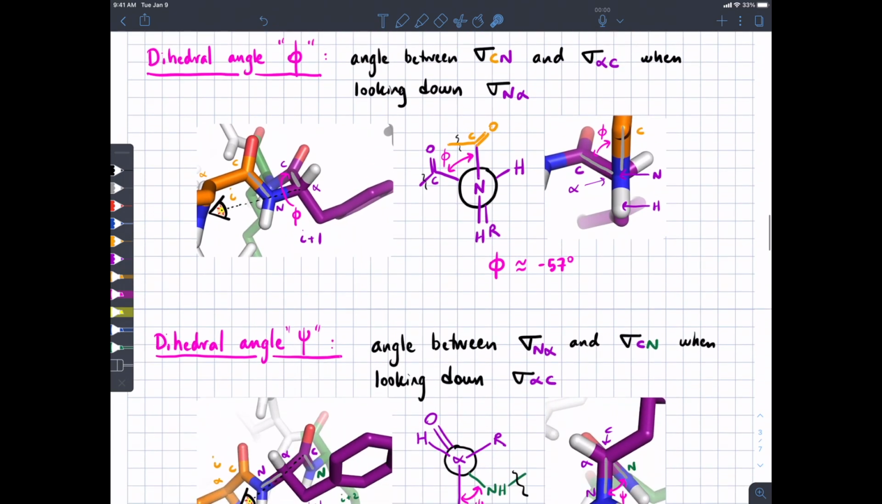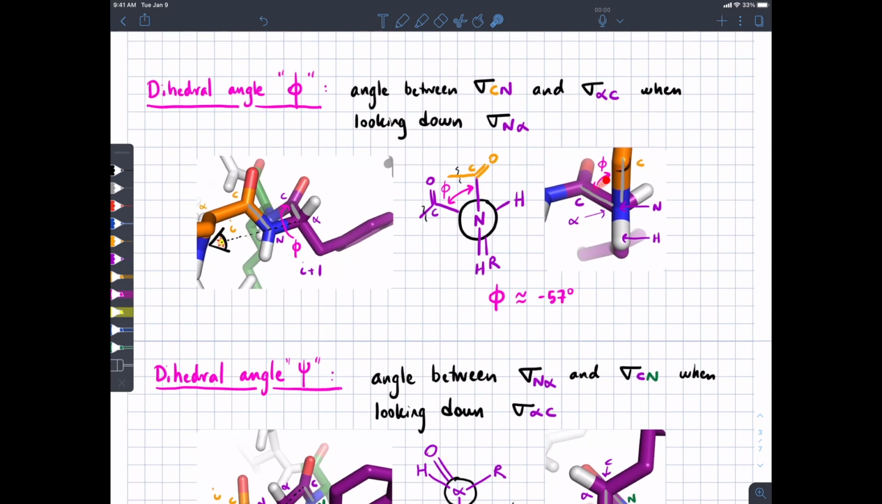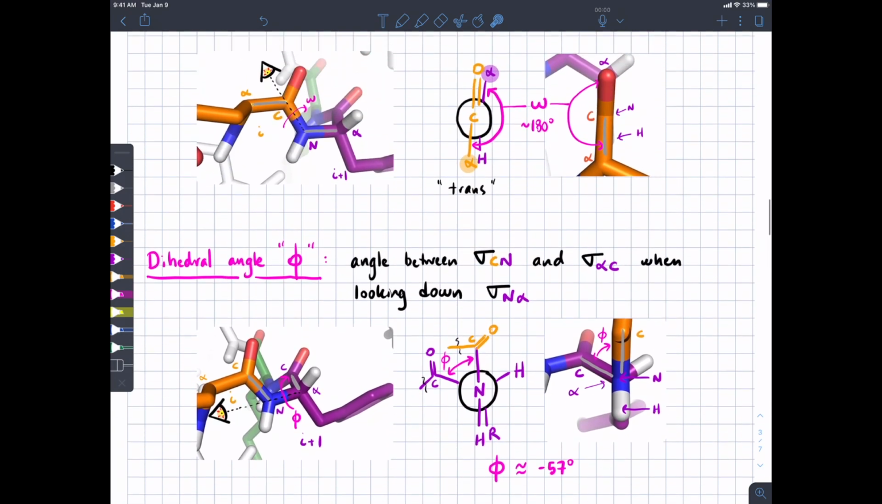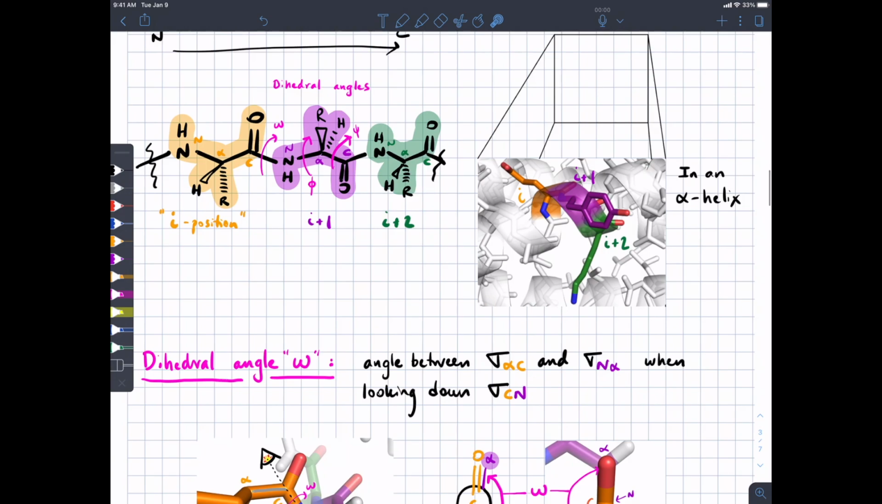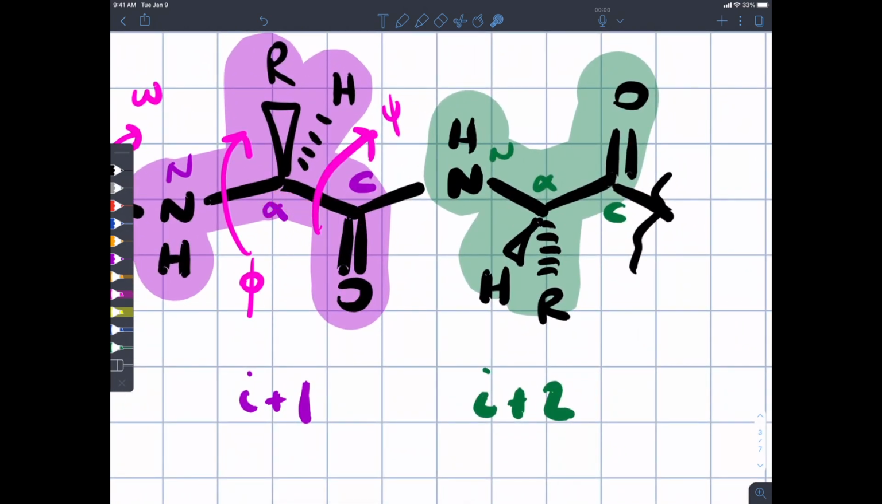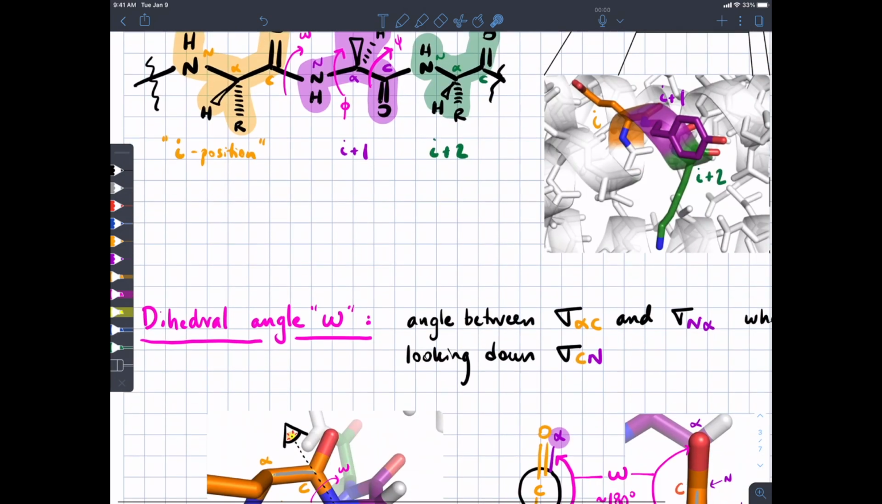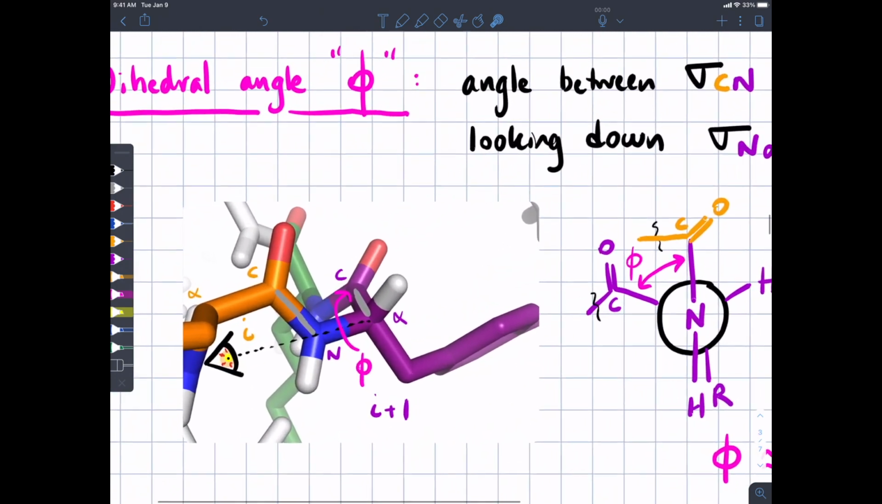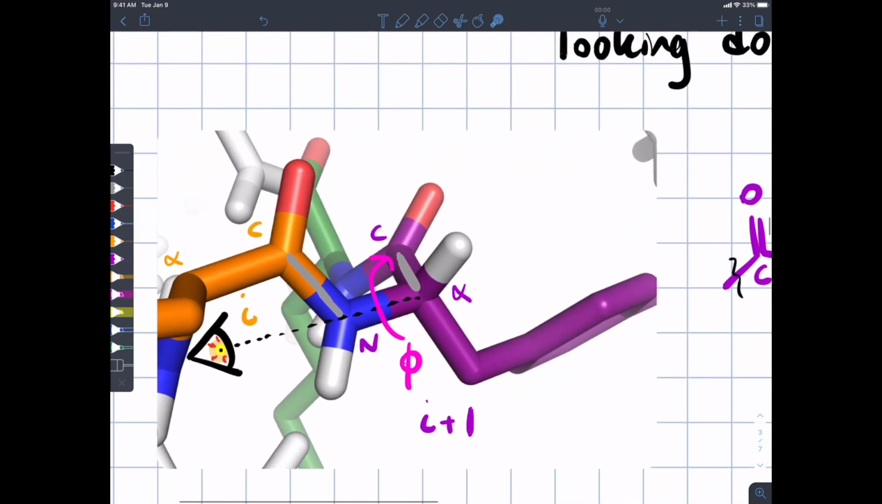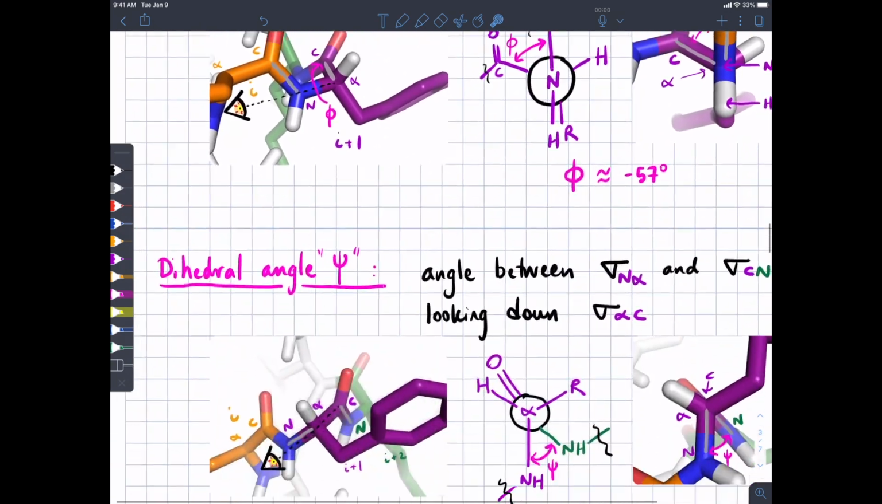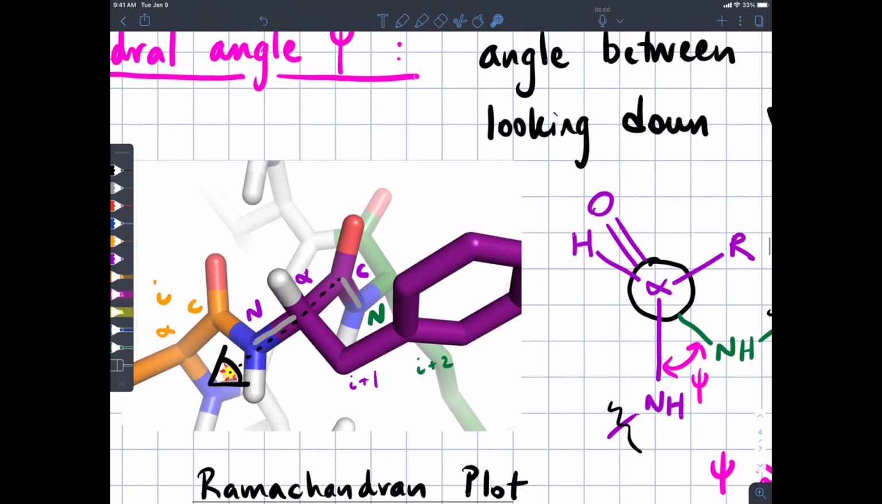All right. And there are some amino acids that actually struggle to adopt this phi angle, and so are not great in alpha helices. Okay, so the psi angle then is going to be, scrolling back up, this angle between alpha carbon and carbonyl carbon. So let's look at that. We're still zoomed in on our alpha helix. Nope, that was phi. There we are. So alpha carbon on the purple amino acid to carbonyl carbon. We're going to look down that bond.